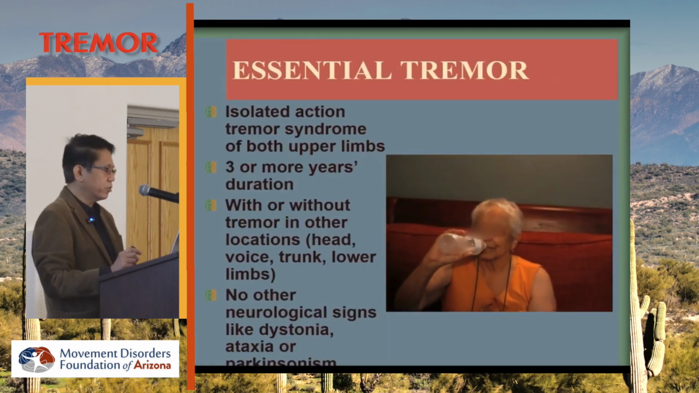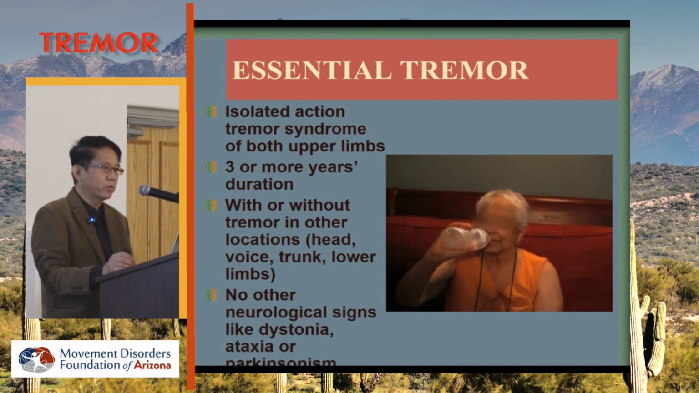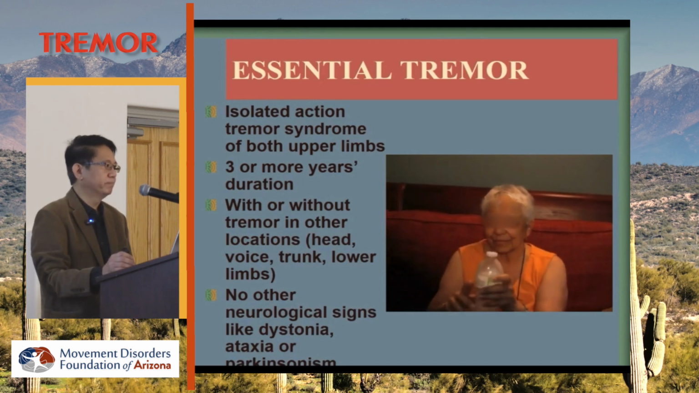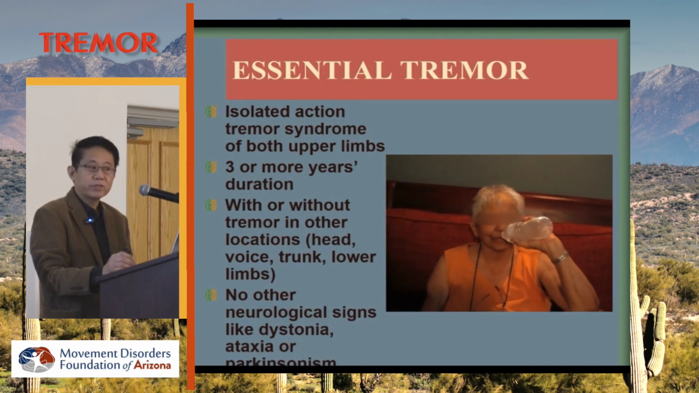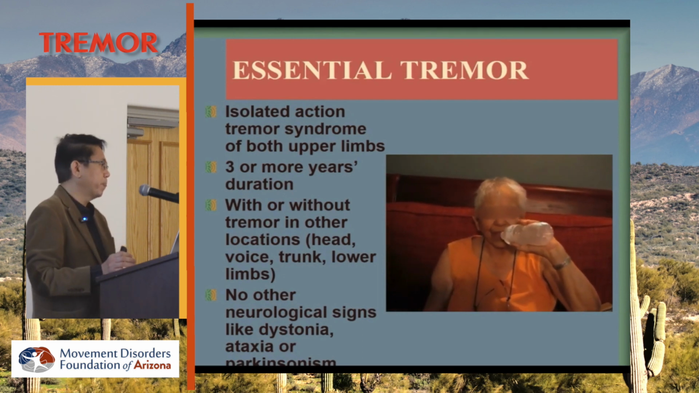Okay, what is essential tremor? So essential tremor is an isolated action tremor syndrome of both upper limbs. So both upper limbs have to be involved and has to be in action. So when I see that and the duration of the tremor is 3 years or more, then I can say, okay, you do have essential tremor.